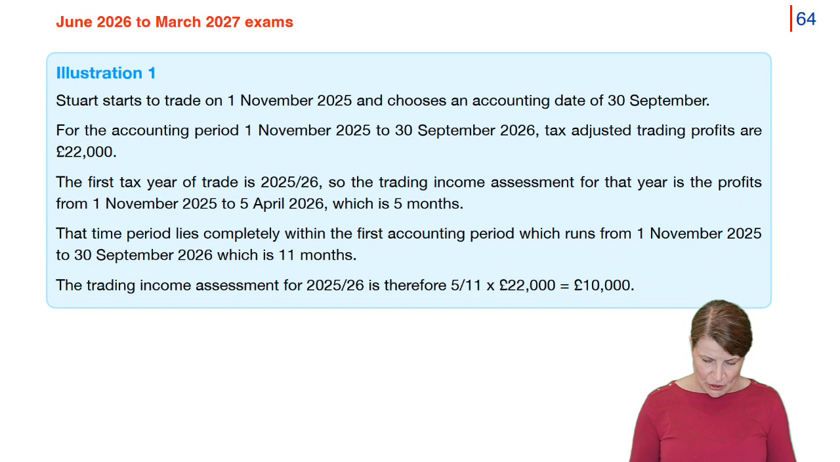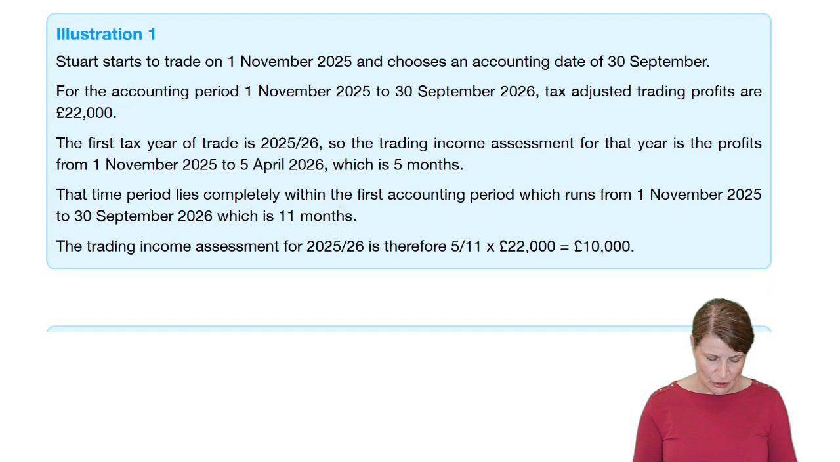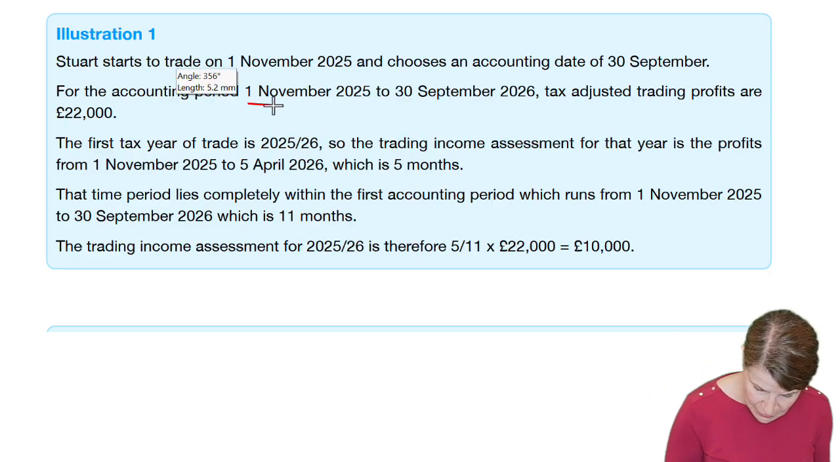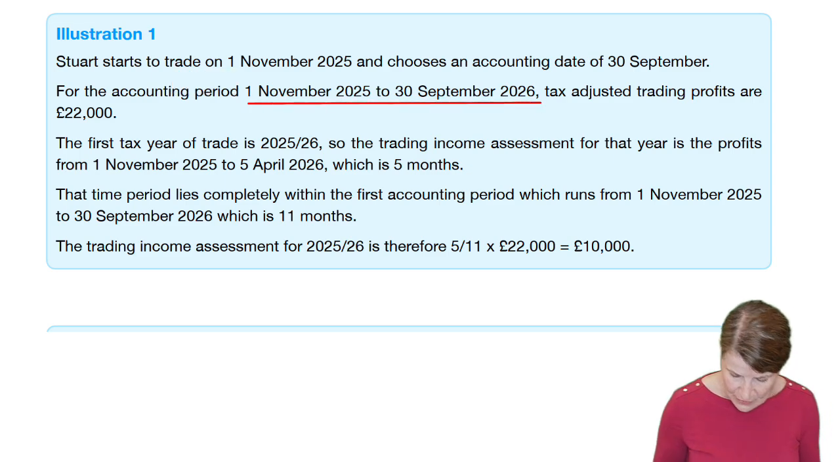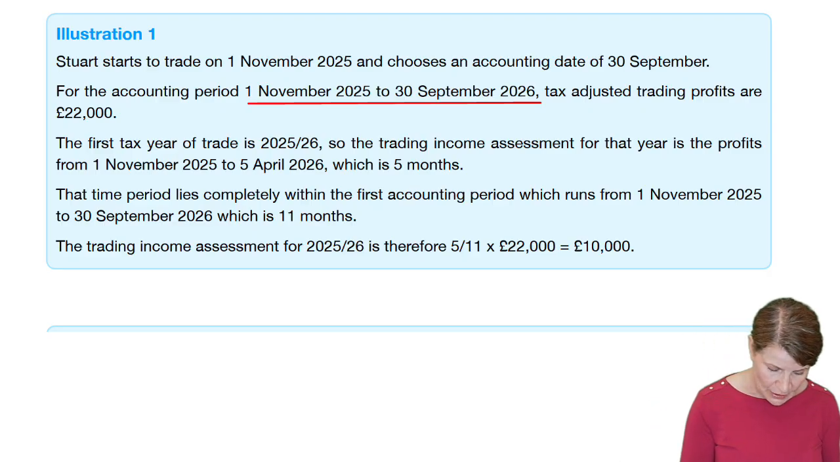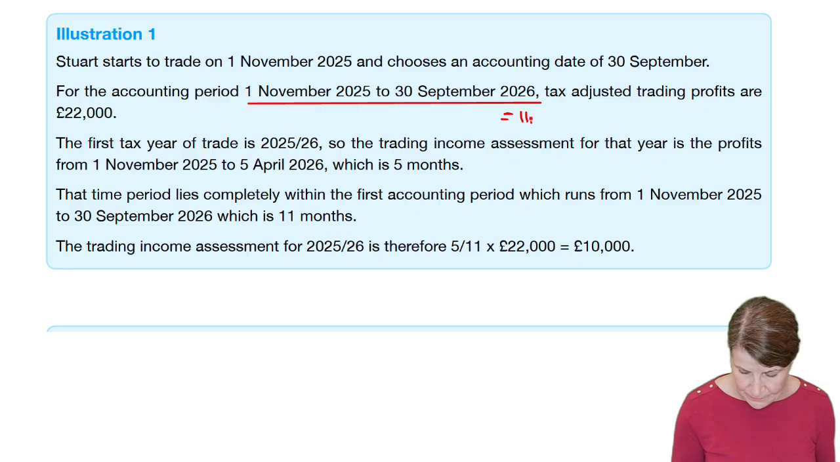So we've got a couple of illustrations here. Stuart starts to trade on the 1st of November 2025 and chooses an accounting date of the 30th of September. Now, our first accounts are from the 1st of November 25 to the 30th of September 2026. And that's 11 months. So it's really, really important for you to correctly identify the number of months.